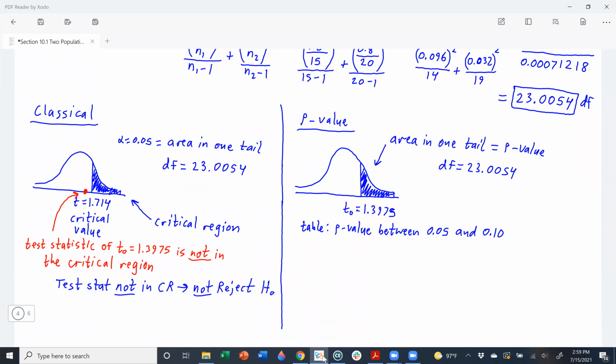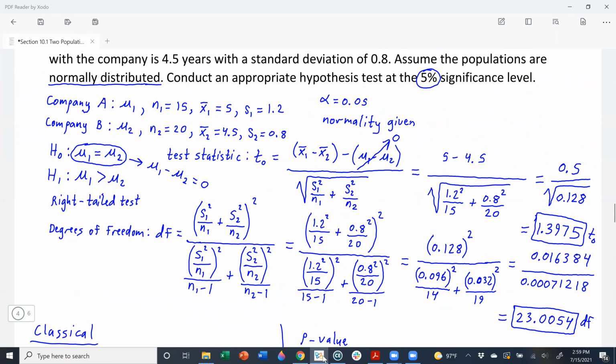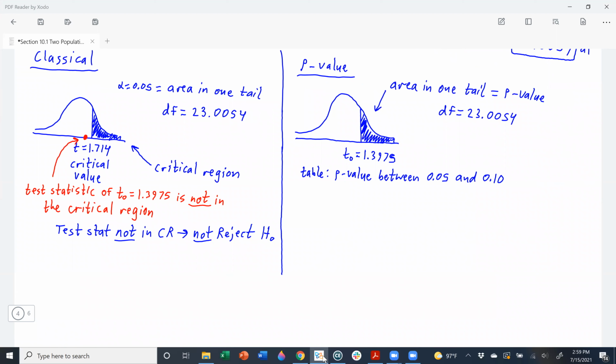And like I said, that's actually enough to answer the question or to make our decision, because if the p-value is between 0.05 and 0.10, then that means it's larger than 0.05. And remember that the alpha was 0.05. Okay, so it's somewhere larger than 0.05. So we know that the p-value is greater than alpha, which is bad. Okay, that means we do not reject the null hypothesis.